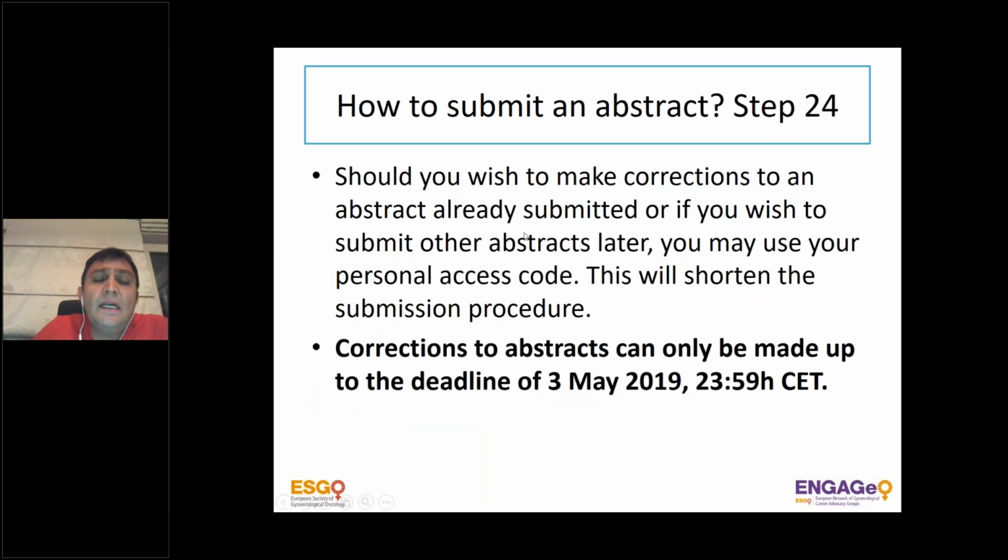And the next step: if after submission you want to make a correction, you did something wrong, or if you want to submit a second abstract, then again you will use your personal access code. You know the numbers, you know your password and username, and then you can make your final changes once again. All the corrections of the abstracts, including adding some co-authors, can be made until the deadline, which is May 3, at 12 o'clock.